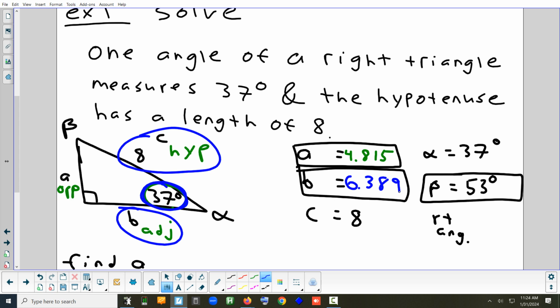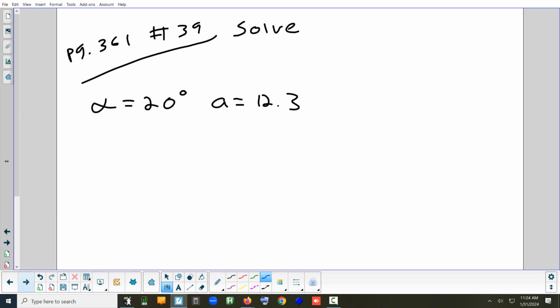Okay, any question on that one? Now, they didn't tell you what the 37 was. We decided to call it alpha. In this one, they're telling you. You don't have a choice what the 20 is. You can't say, oh, maybe I'll make the 20 beta. No. Alpha is 20. They're telling you.